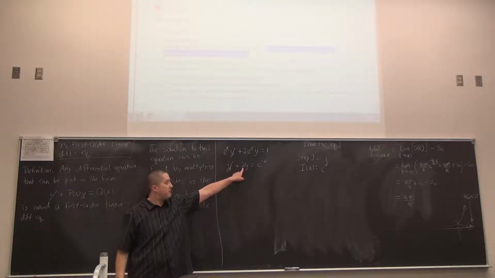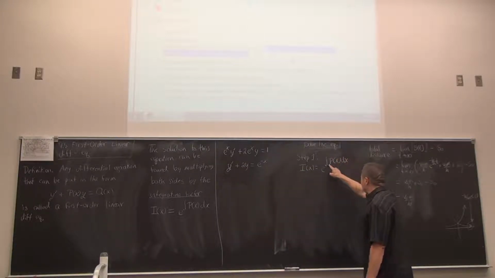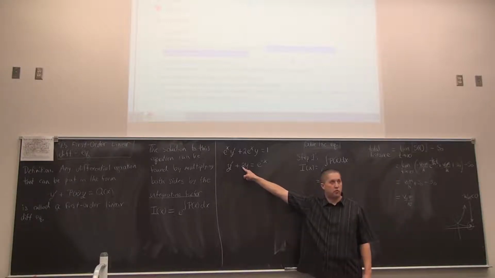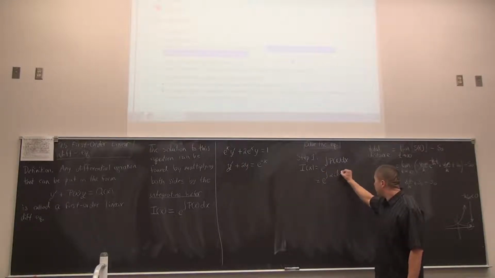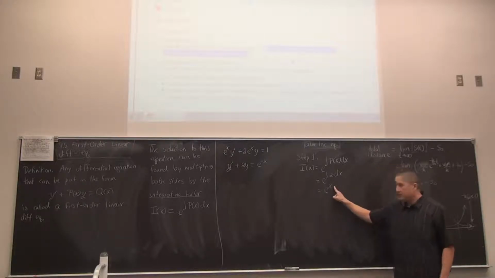So this is our p of x function here. Step 1 is to derive the integrating factor, e to the antiderivative of p of x dx, but that would just be 2 in this problem, whatever the coefficient of y without the prime. So 2 dx. The antiderivative of 2 is just 2x, so we obtain e to the 2x.